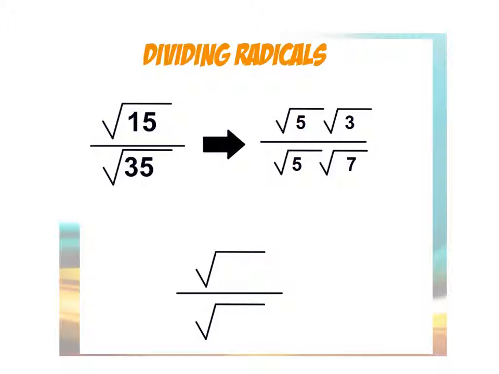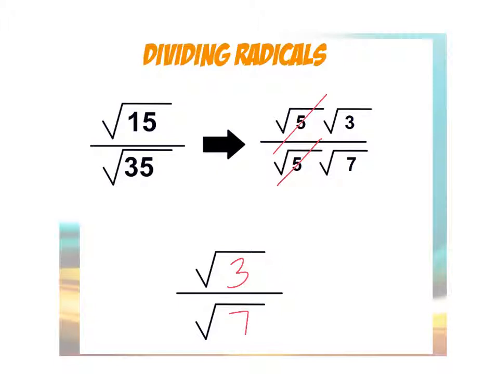You're going to have a square root over a square root. In this case, I've got the root 15 over the root 35. You can reduce these radicals the same way you would a fraction if it was 15 over 35. It's like I'm breaking this down into a product of 2 radicals, and these square root of 5s will cancel out. So I'm left with the square root of 3 over the square root of 7.